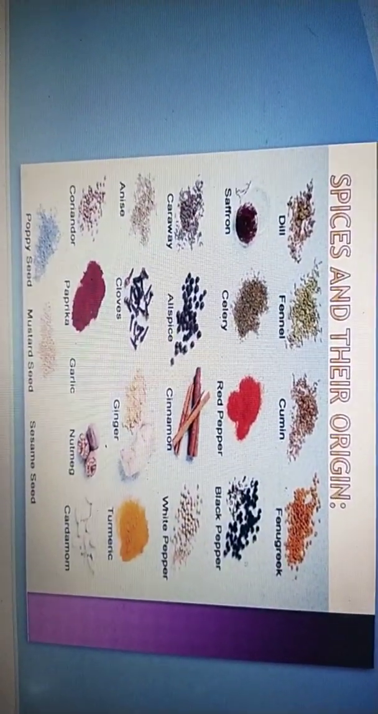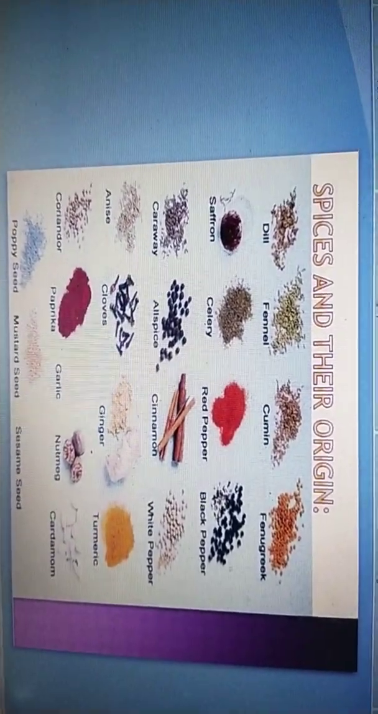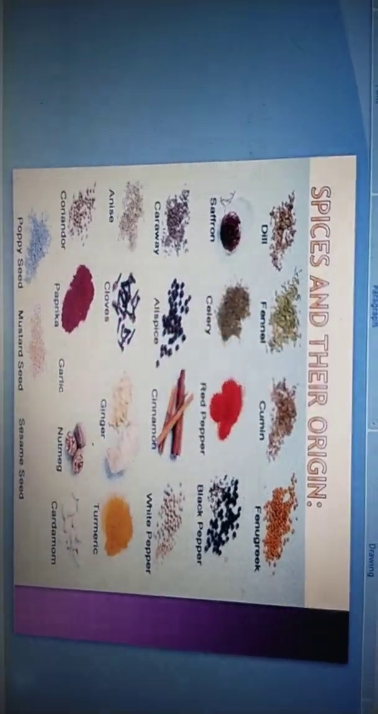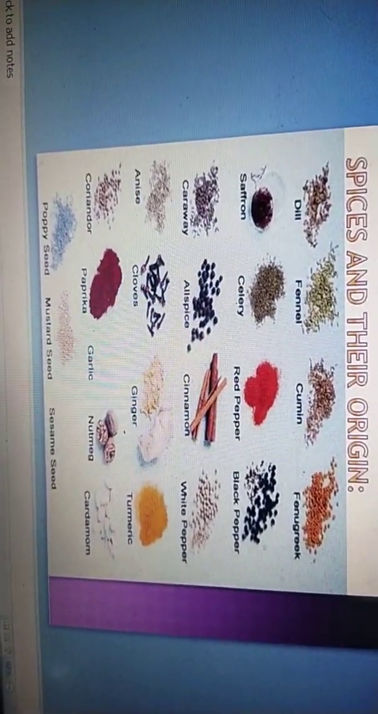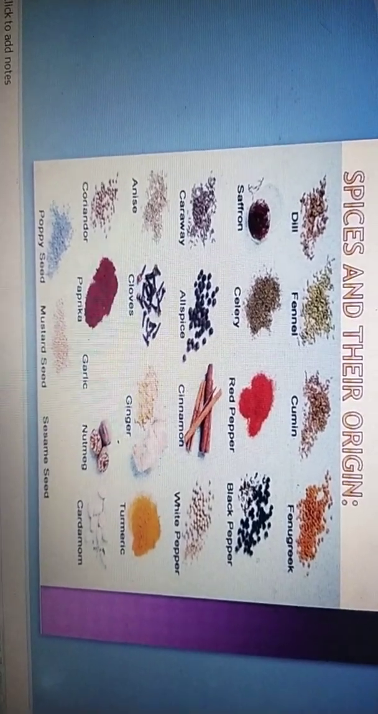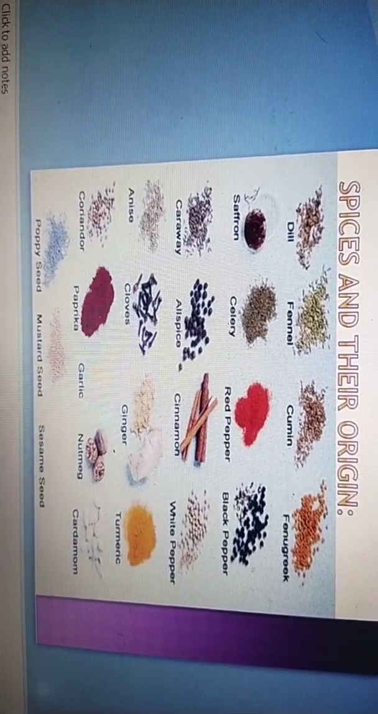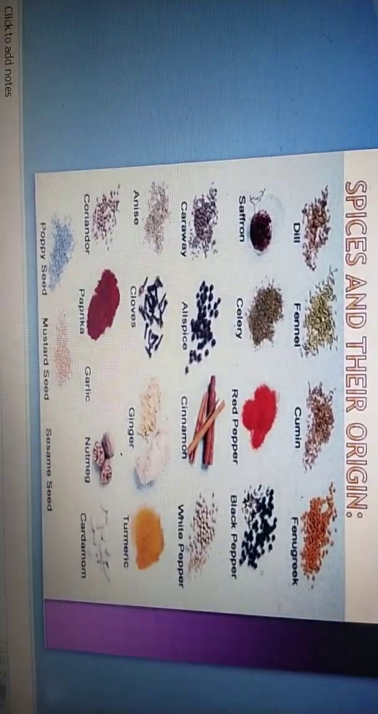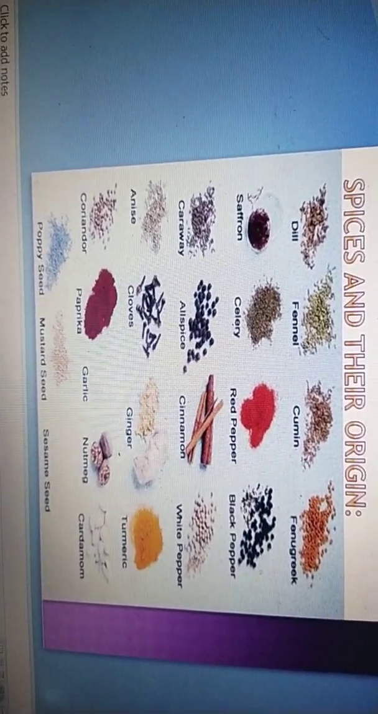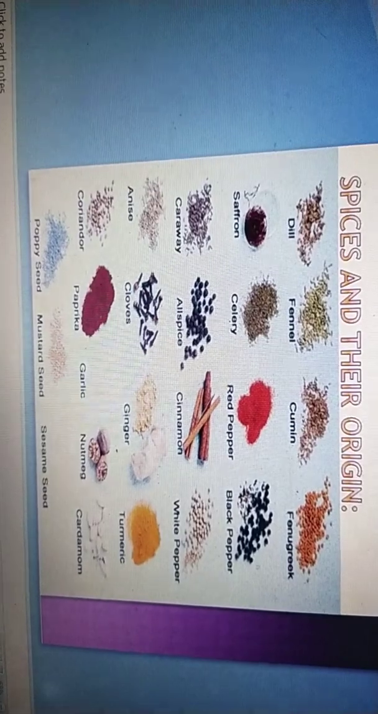Now let us learn about some spices and their origin. Cloves, which we call long, have originated from Indonesia. Black pepper, which we call kali mirch, has originated from India and Indonesia. Coriander, which we call dhania, has originated from Morocco and Romania.